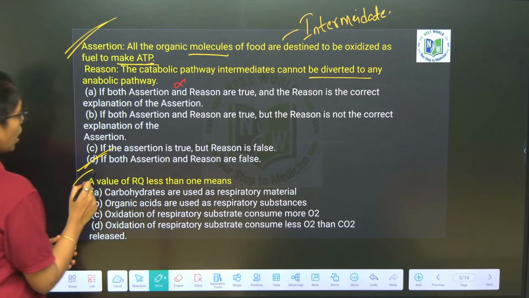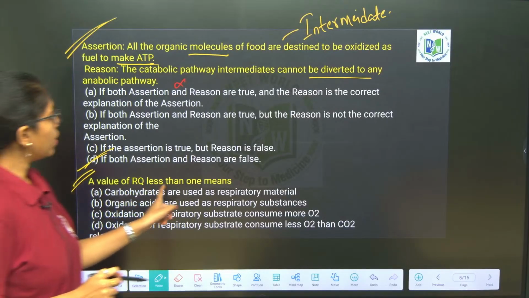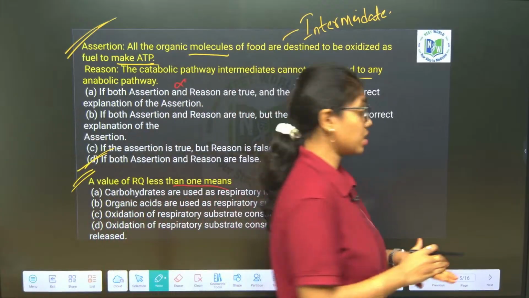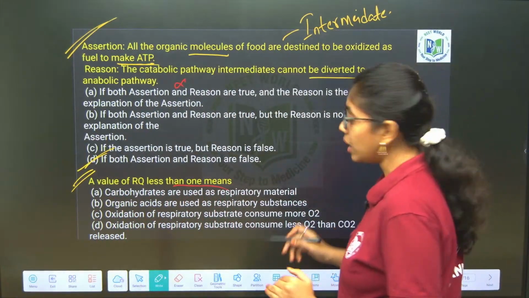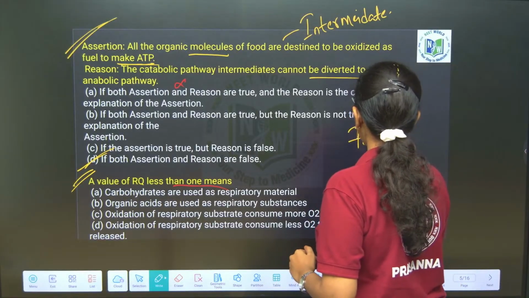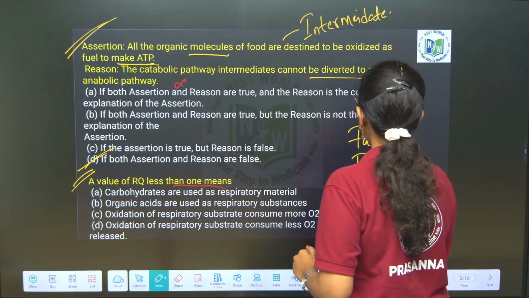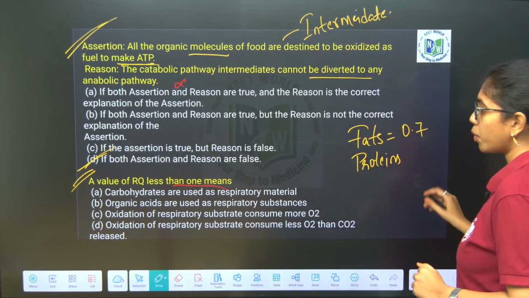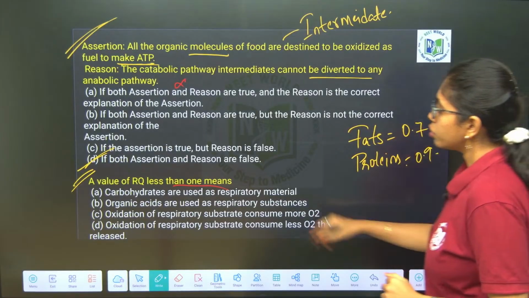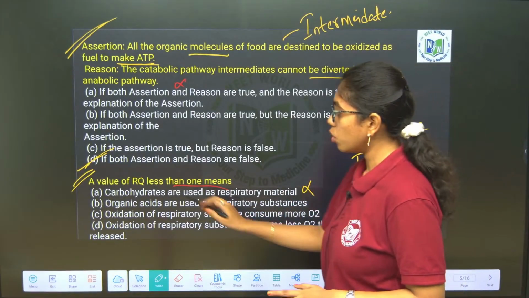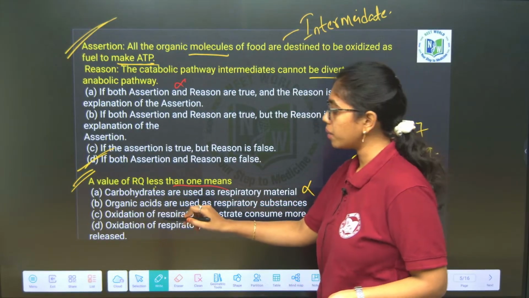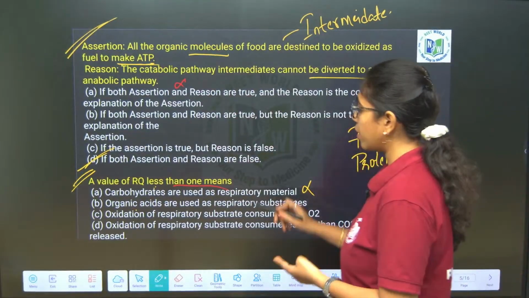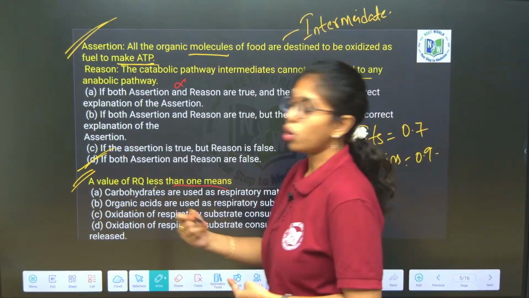Next, a value of RQ less than 1 means, just now we have discussed. If RQ value is less than 1, then the respiratory substrates would be either fats or proteins. If it is fats, the RQ value will be 0.7. If it is proteins, it will be 0.9. So carbohydrates will be the respiratory material? No, RQ value will be equal to 1 for carbohydrates, beta, and if organic acids are used as respiratory substrates, then it will be more than 1.